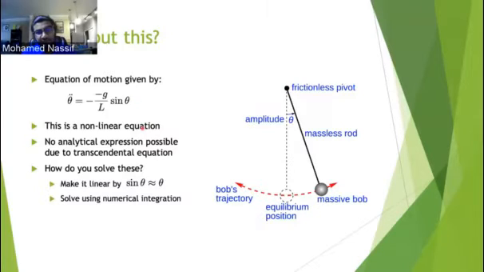But how do you solve these kinds of equations? Well, you can make it linear. If you say that you're only looking at small angles of theta, you can approximate sine theta with theta, and then you have theta double dot equals something times theta, and that's pretty straightforward. Or you can solve it using numerical integration.